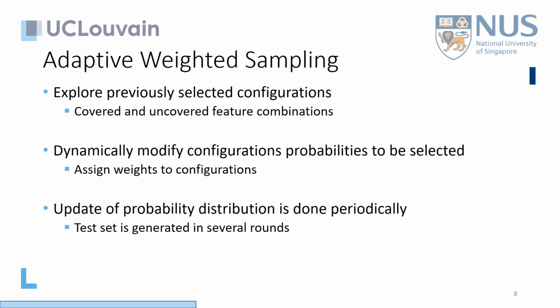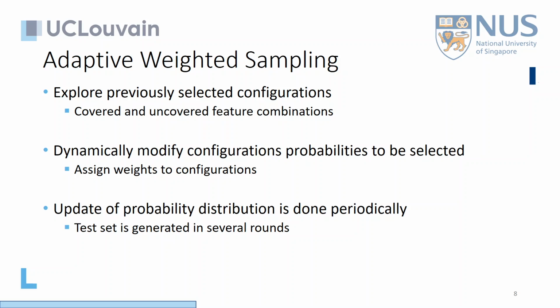So our approach based on this idea, we call it adaptive weighted sampling, where we dynamically modify the probabilities of configurations to be selected. What we do, we explore the previously selected configurations in our test set, and we see which feature combinations are covered and which ones are uncovered. And then we modify the probabilities of other configurations to be selected by assigning different weights, giving more weight to configurations that have more uncovered features and smaller weights to configurations that have fewer uncovered feature combinations.